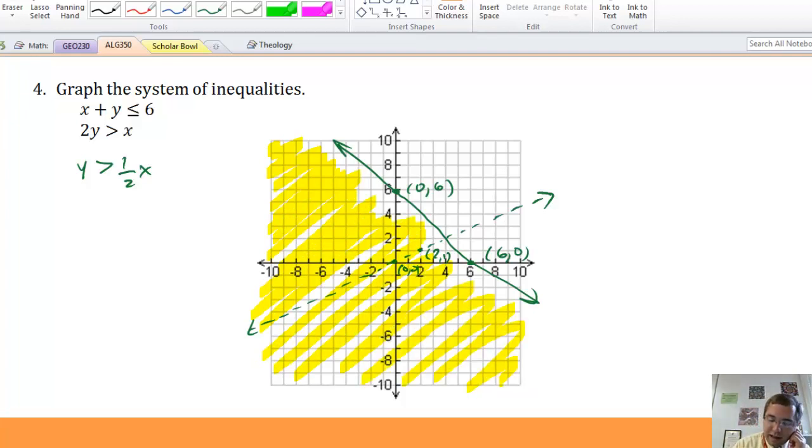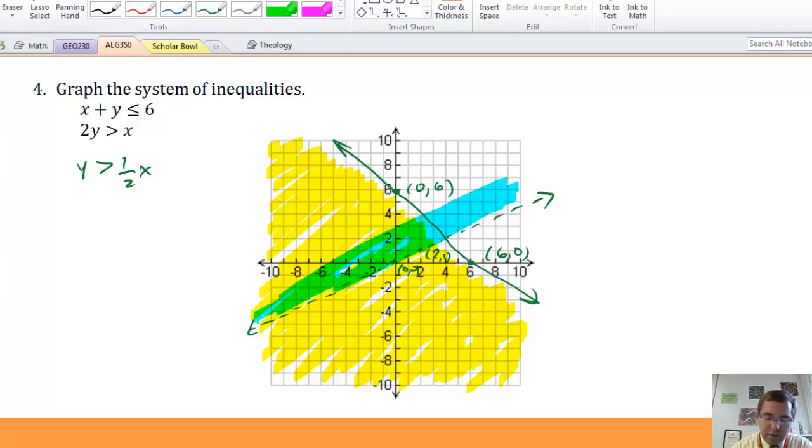For the second line, if I try plugging in 0, 0, I get that 0 is greater than 0, and that's just absurd. The problem with that is my line goes through 0, 0. So I need to pick a different point. I could pick the point 0, 2, which is above the line. So let's try the point 0, 2. If I plug in 0 for x and 2 for y, I'll get 2 is greater than 0, which is true. So where I want to shade there is above my dotted line, so this region.